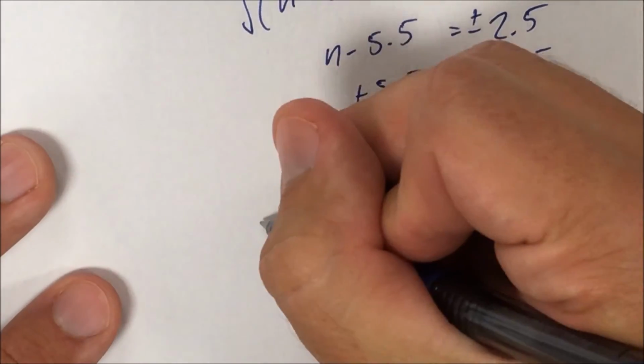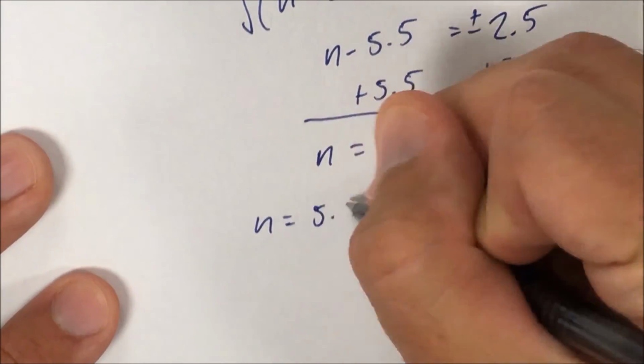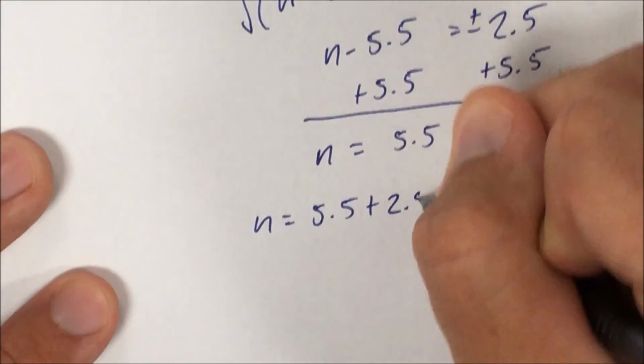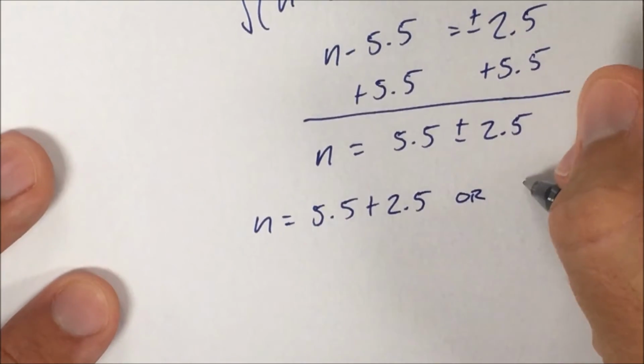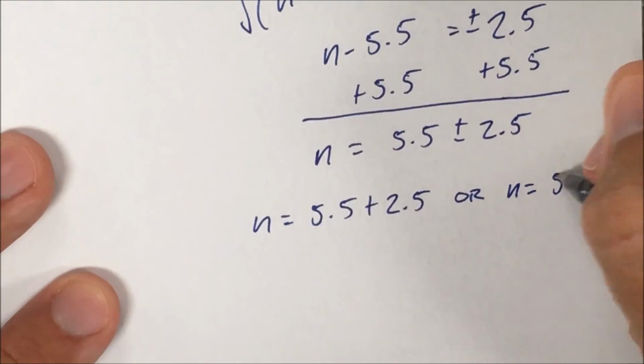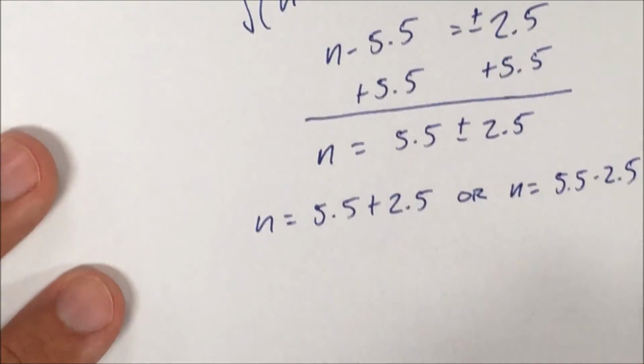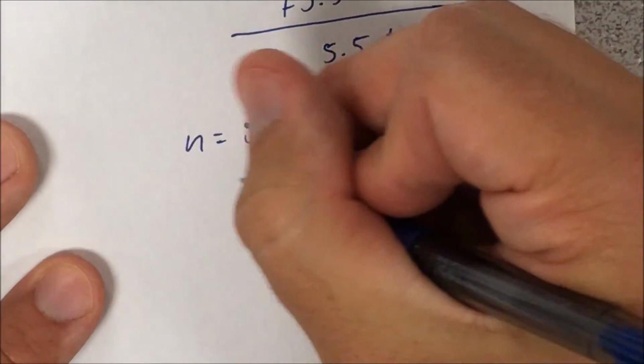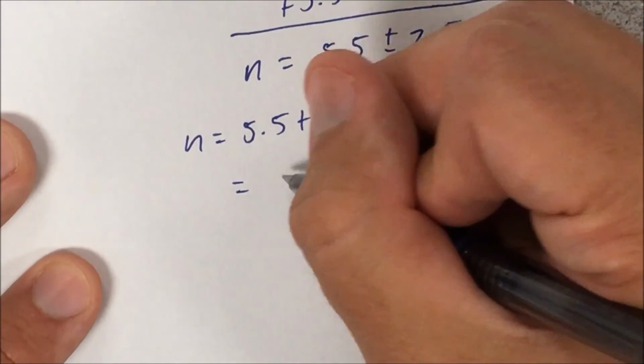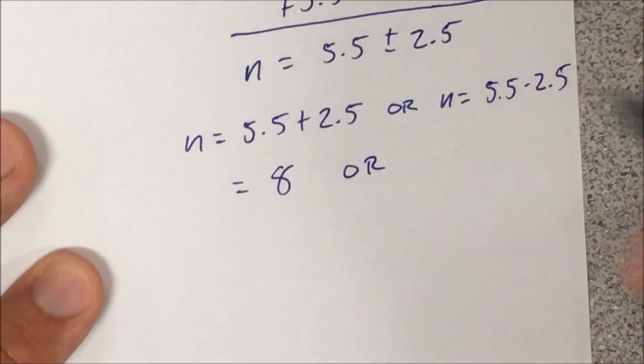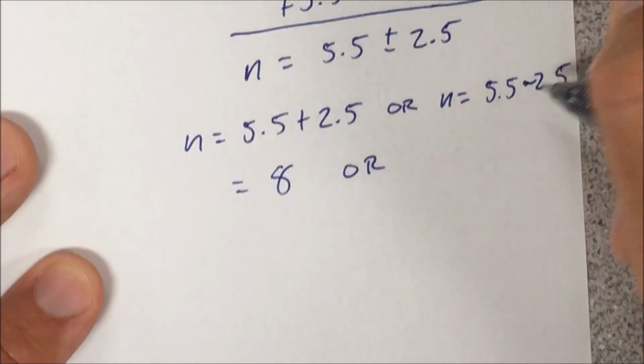And so your two answers, 5.5 plus 2.5, or n equals 5.5 minus 2.5. So n is going to equal, what is that, 8, or minus it would be 3.